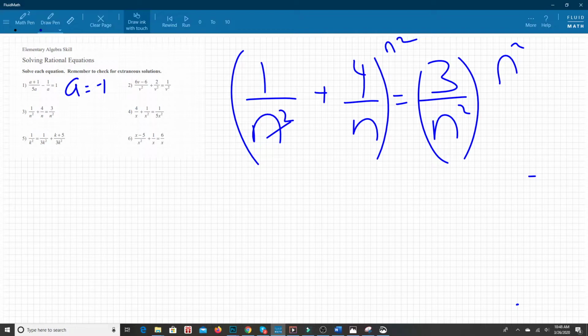And then we're going to be left with 1 plus, when we cross out over here and cross out over here, we get rid of the n squared, we're left with plus 4n, going to be equal to 3.